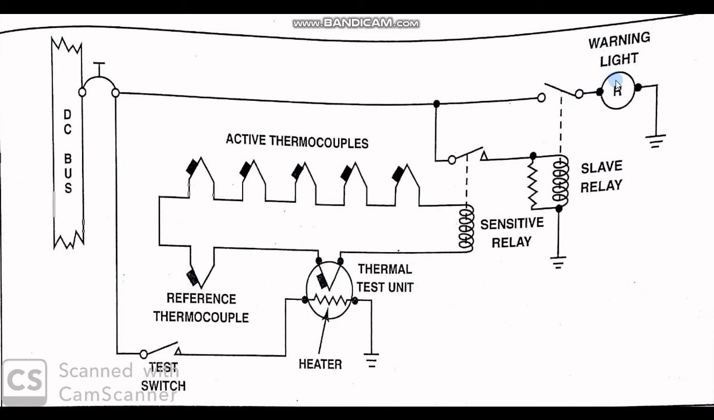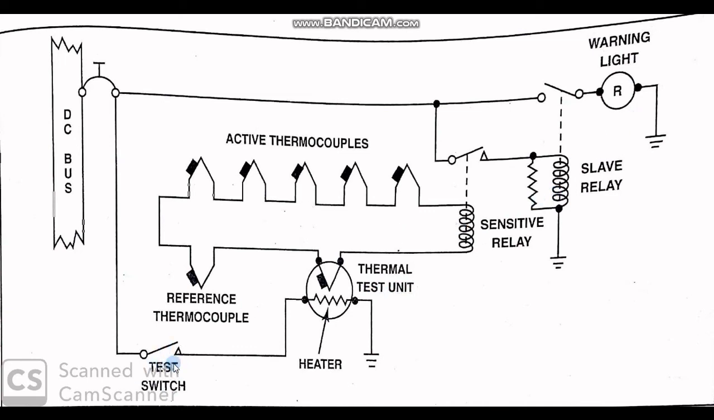In most thermocouple systems, a sensitive relay, a slave relay, and a thermal test unit are called the relay box. A typical relay box can contain from 1 to 8 identical circuits, depending on the number of potential fire zones. The thermocouples control the operation of the relay, while the relays control the warning light.